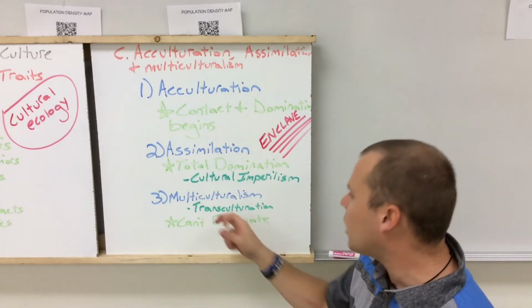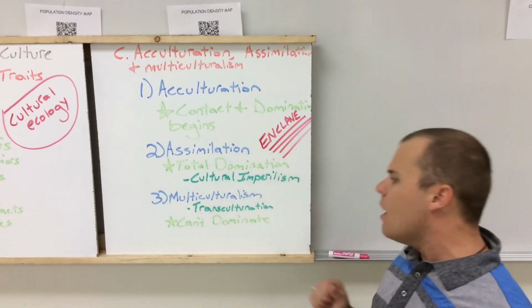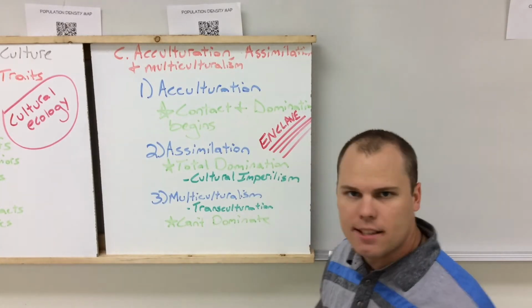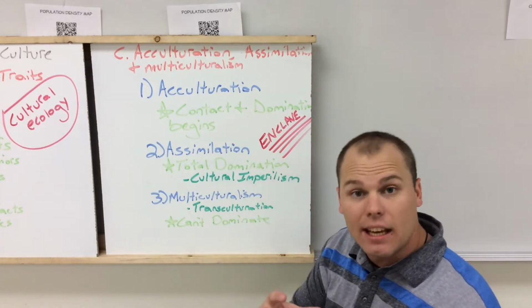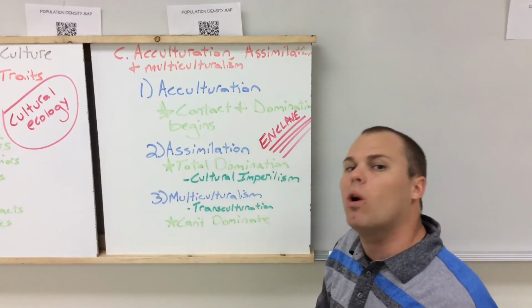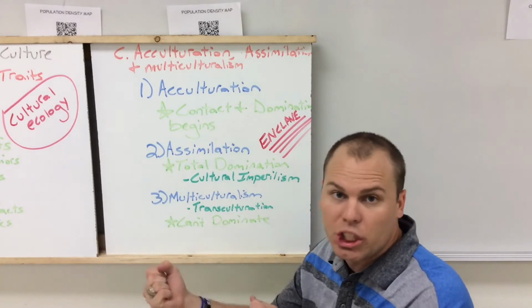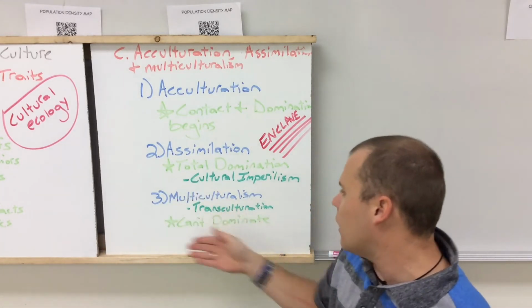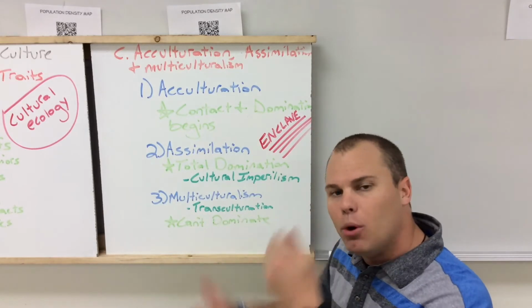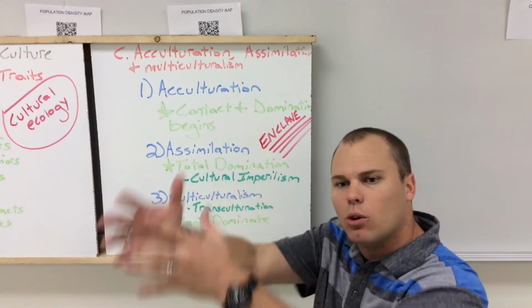Okay? The next is multiculturalism, and this is also known as transculturation. This is when the culture can't dominate. What this means is, like with Buddhism, which originated in India, and then it spreads into other parts of the world, and the other parts of Asia that it spreads to, Confucianism is also really high in the religious world, and it's one of their dominant cultures. And Buddhism and Confucianism don't cancel each other out in those cultures.